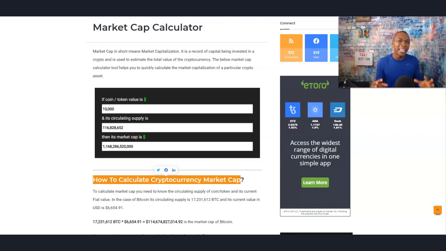How to calculate a cryptocurrency like Shiba or Bitcoin market cap. Here we can determine if a price goes here, the market cap has to be here, and let's go ahead and find out right now.